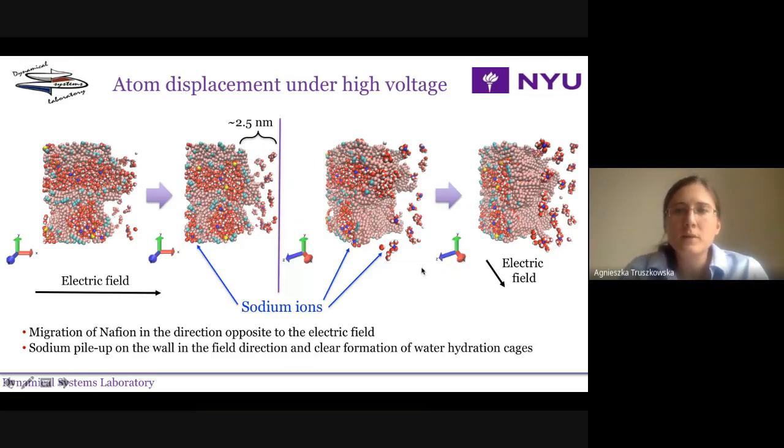And what we get is we observe two phenomena. First, we see a sodium pileup, and the sodium ions are also surrounded by water molecules, forming hydration shells. And we also see that the NAM retracts in the direction opposite to the electric field and kind of compresses itself.